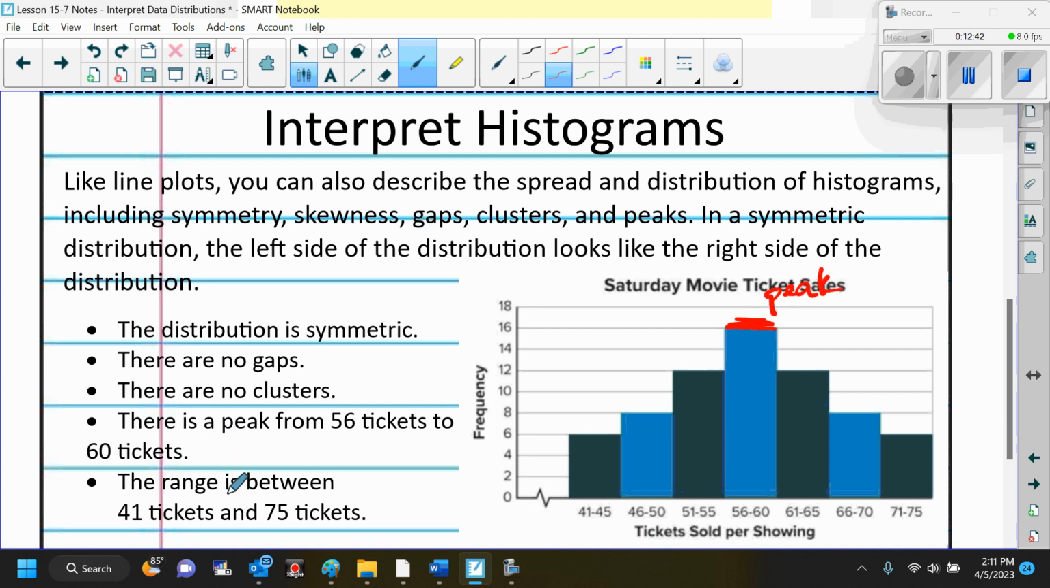Let's see, and the range is between 41 tickets, because that's the lower end, and 75, that's the higher end. The range is between that. So we could say that the spread is 34. Because remember, the range is just the highest number minus the lowest number. Okay?